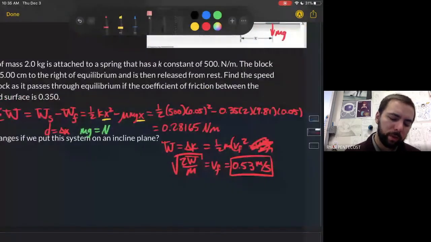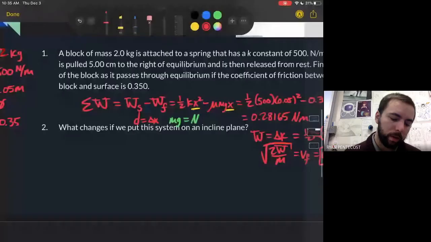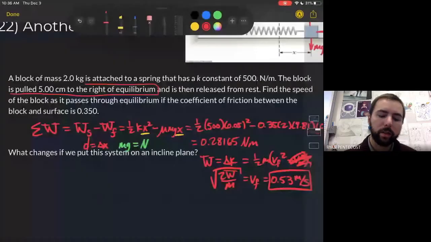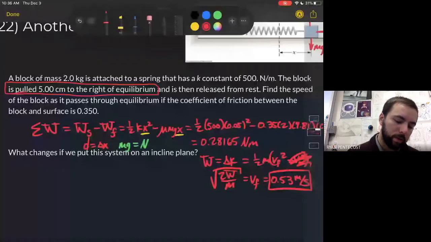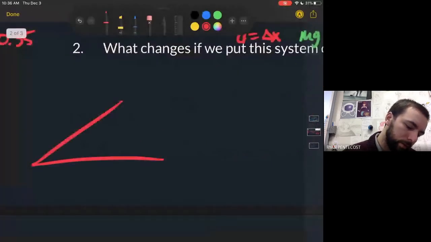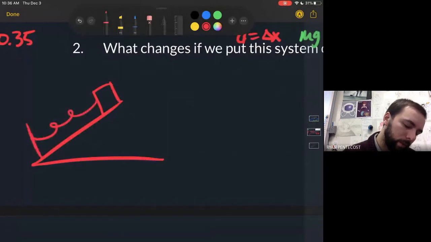Now, what changes if we put this system on an inclined plane? Well, it says specifically the block is pulled 5 centimeters to the right of equilibrium. It doesn't say that it's stretched or compressed, just 5 centimeters to the right. So if we have these two different scenarios, right? We have the block, spring, inclined plane, right? But it is pulled 5 centimeters to the right.